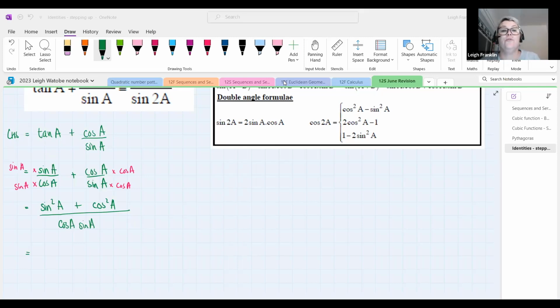That's true. Good, Jordan. Perfect. The top is equal to 1. Lovely. And the bottom is still cos A sine A. All right. Now what do we do?